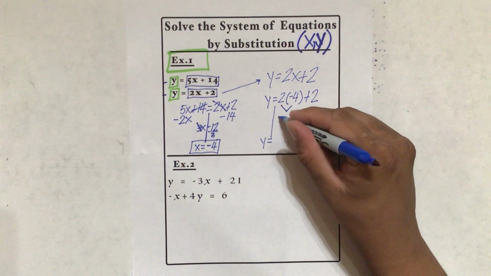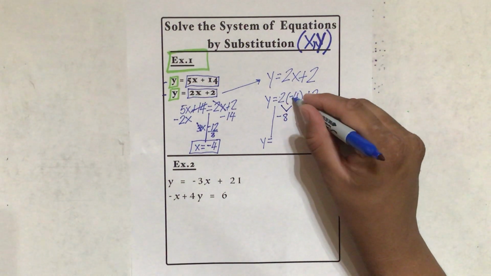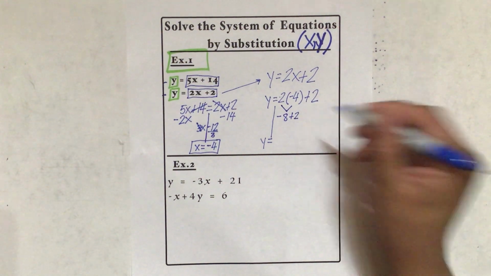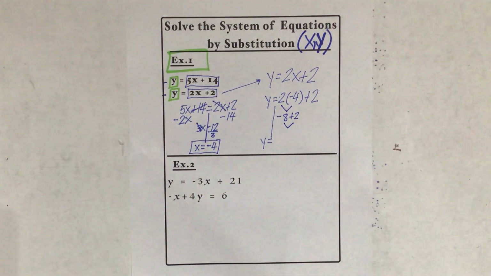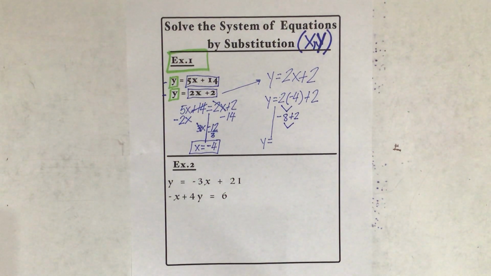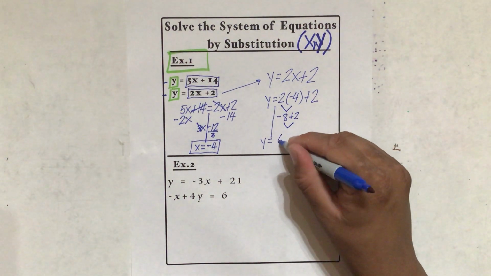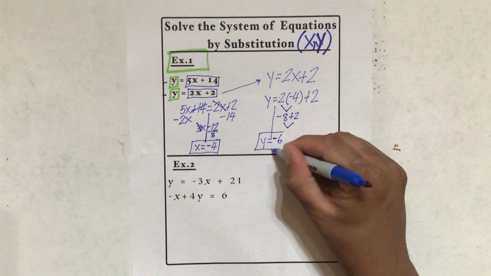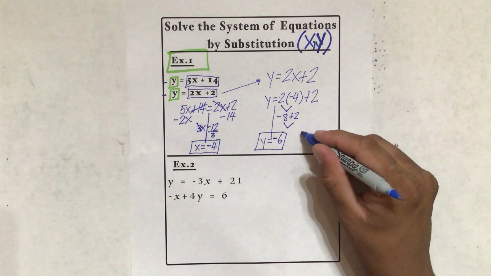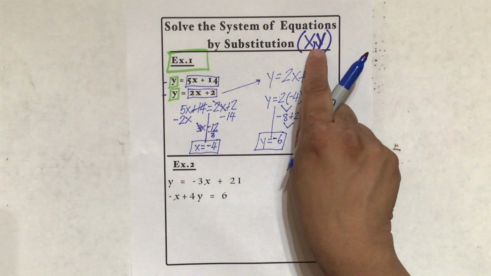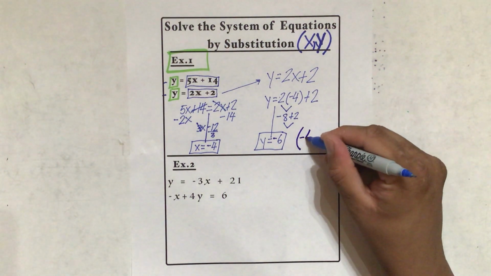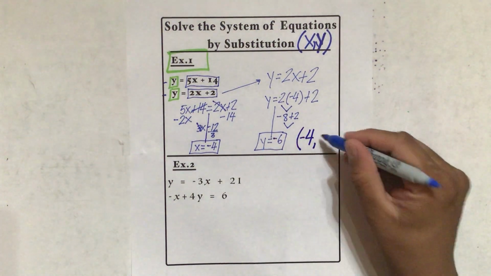2 times negative 4 is negative 8. A positive times a negative is a negative. 2 times 4 is 8. I bring down my plus 2 here. Nothing's happened to that yet. And I combine those two. A negative 8 and a positive 2 are not the same signs, so I have to subtract. 8 minus 2 is 6. And 8 is bigger and 8 is negative, so the answer is negative. So y equals negative 6. So my final solution is x comma y: negative 4, comma, negative 6.